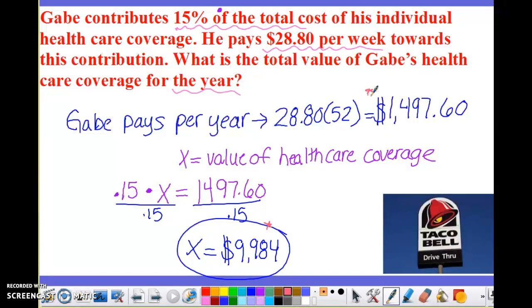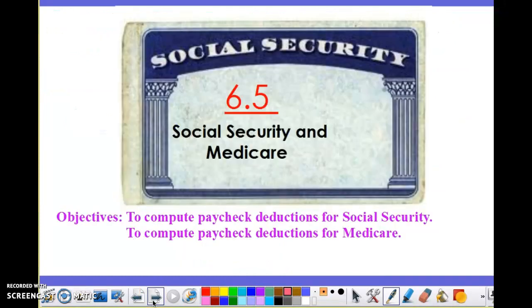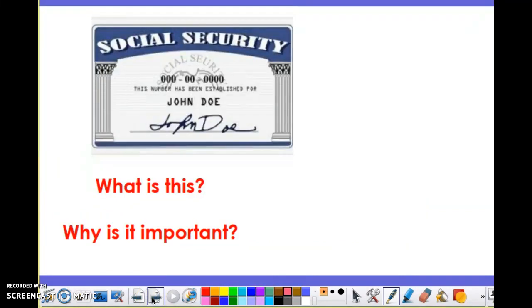So let's go ahead and jump into our new lesson for today. Again, we're going to talk about Social Security and Medicare today. We're going to compute paycheck deductions for Social Security, and we're going to compute paycheck deductions for Medicare. So first off, if you see this card, this should be something familiar to you. What is this? Well, this is a Social Security card.